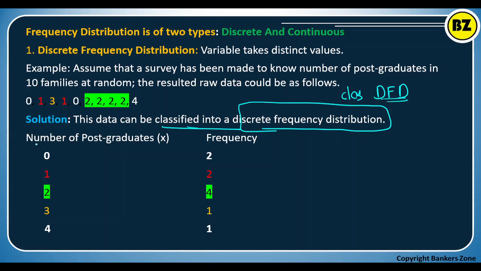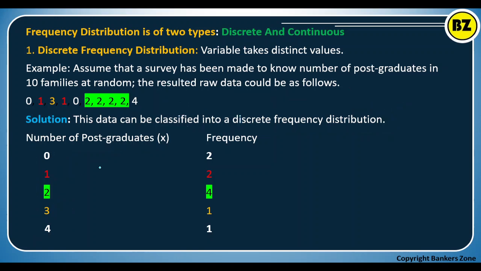So, number of postgraduates: you can easily see there are families with 0 postgraduates, 1 postgraduate, 2 postgraduates, 3 postgraduates, and 4. So the number of postgraduates in a family ranges from 0 to 4, and I have written them here.